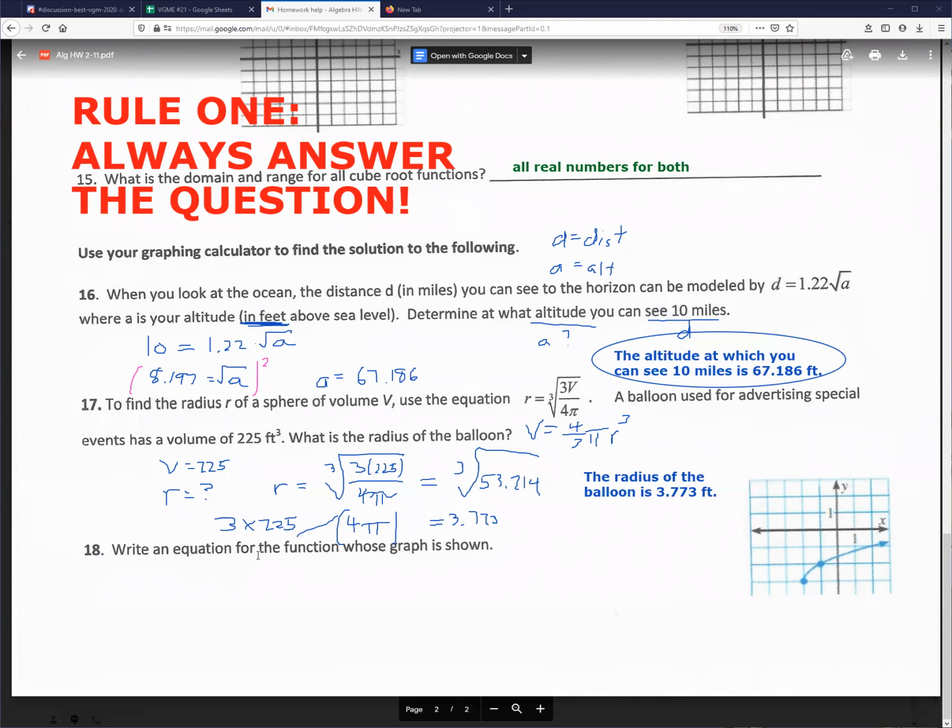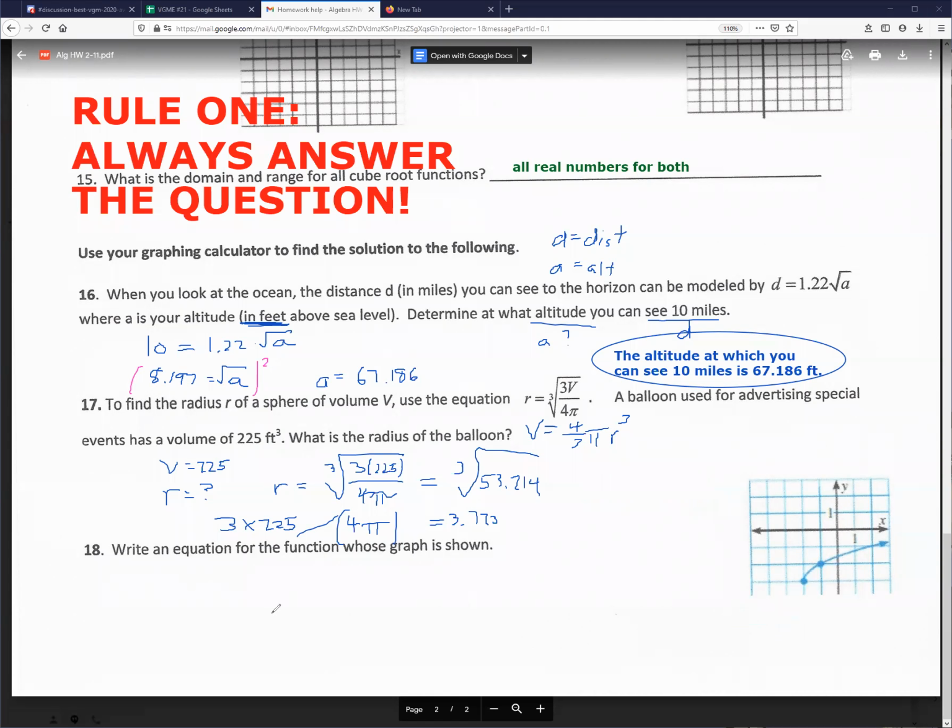All right, write an equation for the function whose graph is shown. So the first question we have to ask is, what kind of graph is it? We've dealt with square root and cube root graphs. So is this a square root or a cube root graph? Well, if it was a cube root, there'd be extra stuff down here, wouldn't there? But it's not here. So it's not a cube root. So therefore, this is a square root.